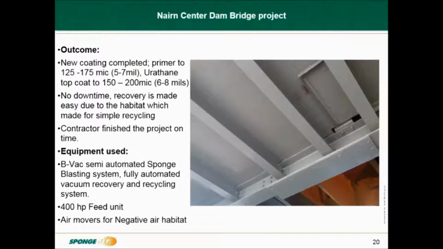The project finished on time. As expected, the equipment used was a BVAC and also a 400 HP and 35P recycler. With the BVAC it made the recovery process more simple.